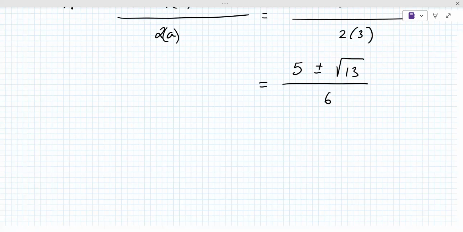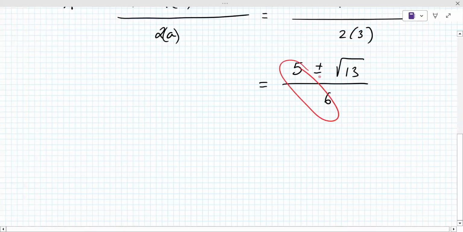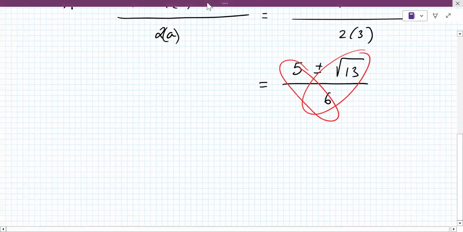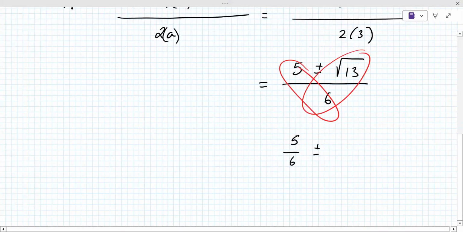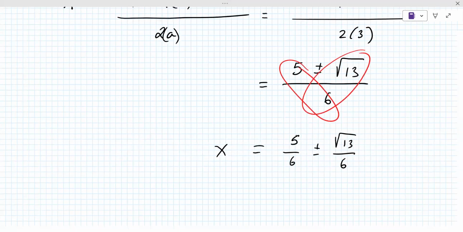The part under the square root, something to be on the lookout for. So now you're not done, even though you kind of are. Depends on how the answers are written. But you divide each of these by the 6 there. So it ends up being 5 over 6 plus or minus the square root of 13 over 6, and that's your final answer.